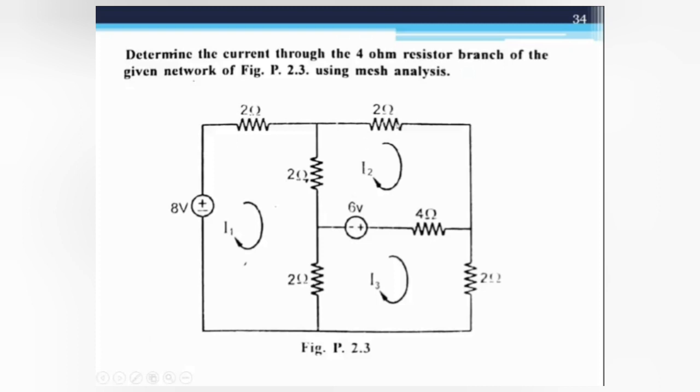Apply the KVL at mesh 2. Our equation becomes 2I2 plus 4(I2 minus I3) plus 2(I2 minus I1) equal to minus 6. Here it is minus 6 because it is positive to negative. Similarly for mesh 3, 2(I3 minus I1) plus 4(I3 minus I2) plus 2I3 is equal to 6.